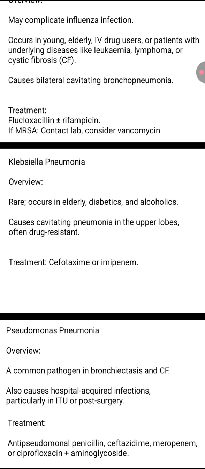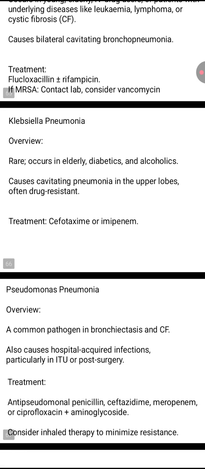Klebsiella pneumonia is rare, occurs in elderly, diabetic, or alcoholics. It causes a cavitating pneumonia in the upper lobe. So the chest x-ray is going to show cavitating pneumonia in the upper lobe if it is Klebsiella pneumonia, often drug resistant. You treat with cefotaxime or imipenem.